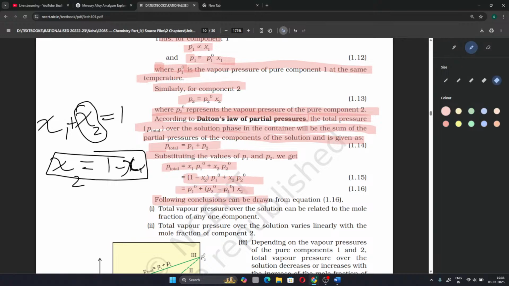Following conclusions can be drawn from equation 1.16. Total vapor pressure of the solution can be related to the mole fraction of any one of the components, because we are using only one of the components here.